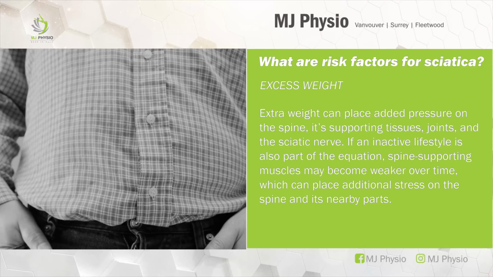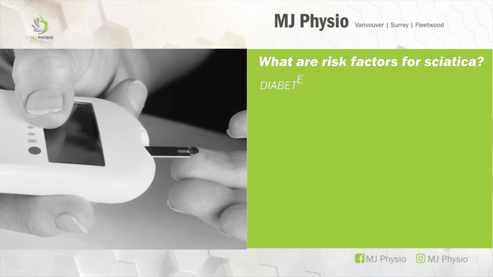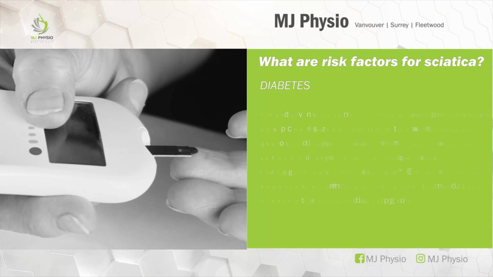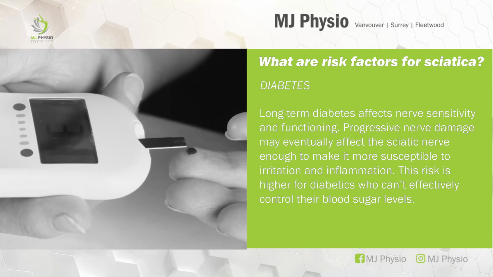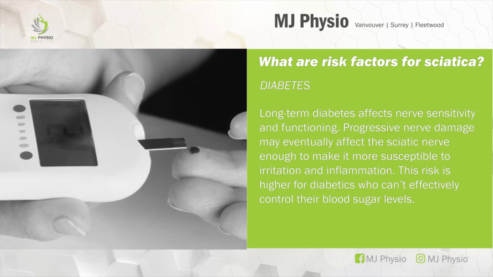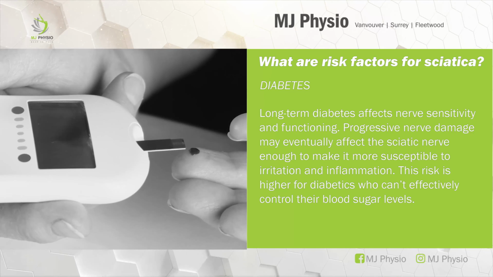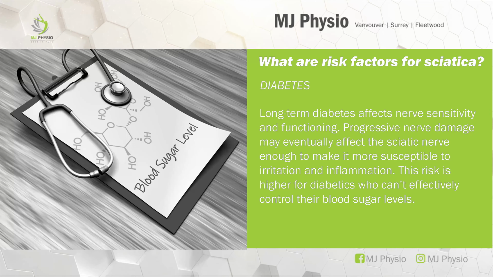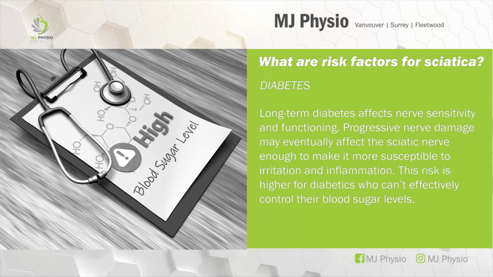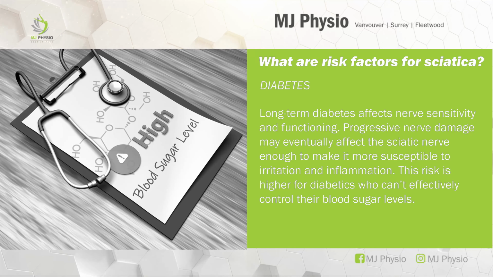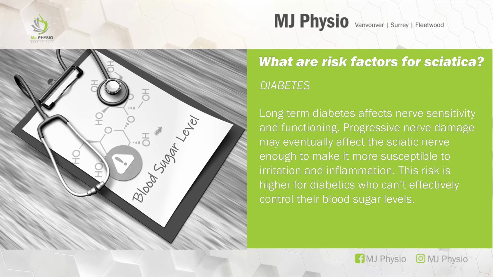And the next is diabetes. Long-term diabetes affects nerve sensitivity and functioning. Progressive nerve damage may eventually affect the sciatic nerve enough to make it more susceptible to irritation and inflammation. The risk is higher for those who can't effectively control their blood sugar levels. So try to control your blood sugar levels regularly to safeguard yourself from the risk of sciatica.